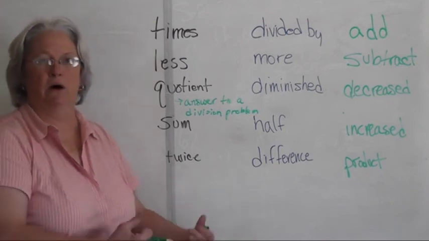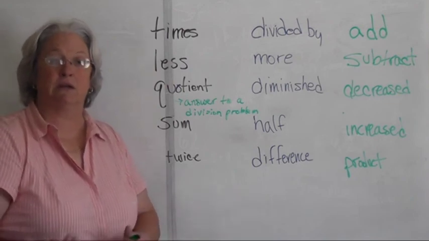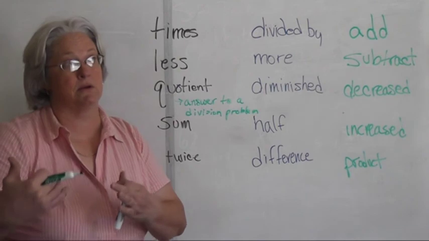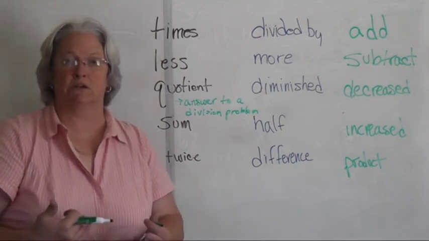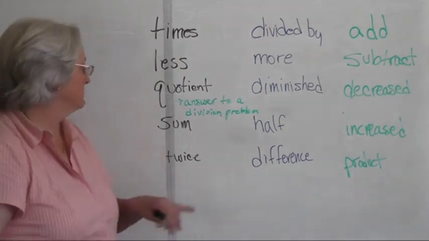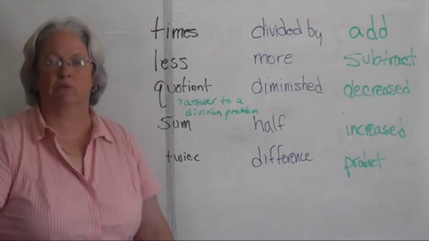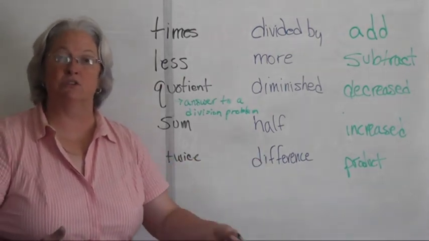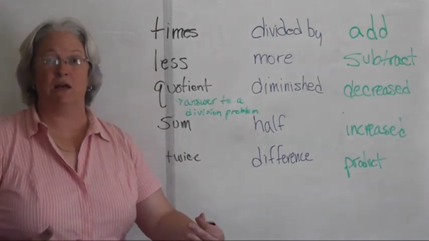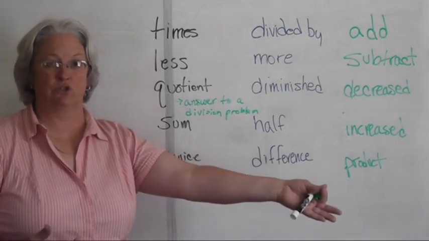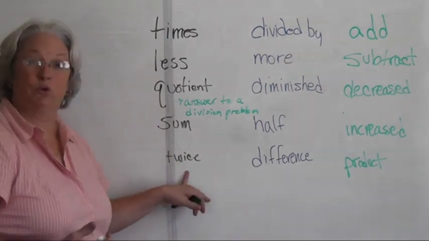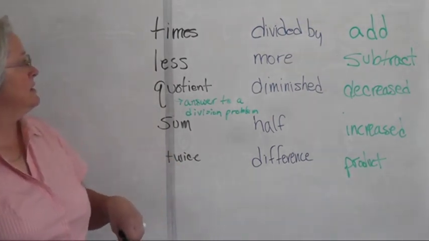Sum, of course, is referring to addition. The sum of 2 and 6, 2 plus 6, would be 8. Twice: if John has twice as many cookies as Susie does, and Susie has 2 cookies, how many cookies does John have? He has 4 cookies because he has twice, or 2 times, as many cookies.